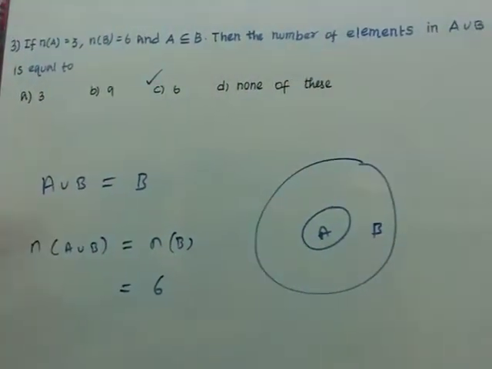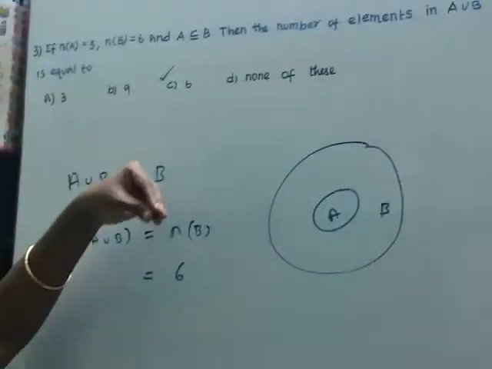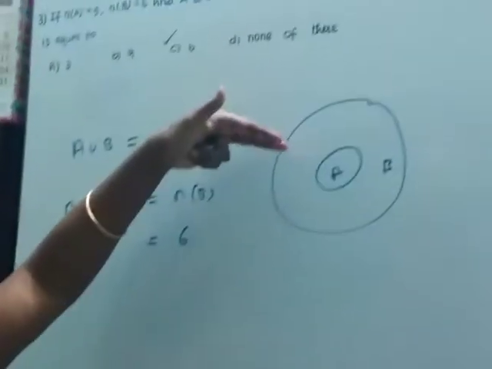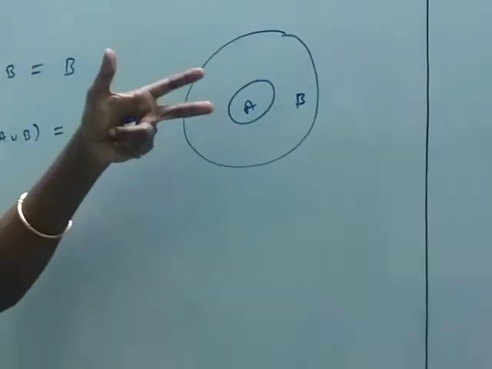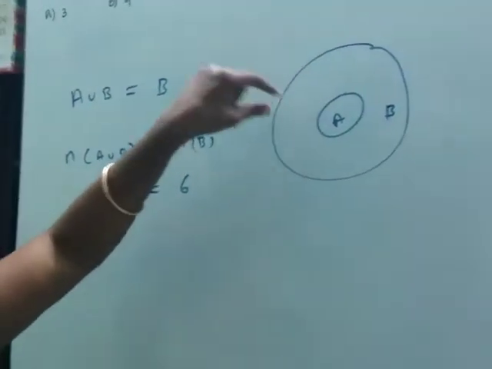It is a simple fact, a very easy fact only. In 9th standard itself we studied that if A is a subset of B, then A union B is equal to B. Okay? Whichever is the bigger set will come in that union. Okay, next we pass on to the next problem.